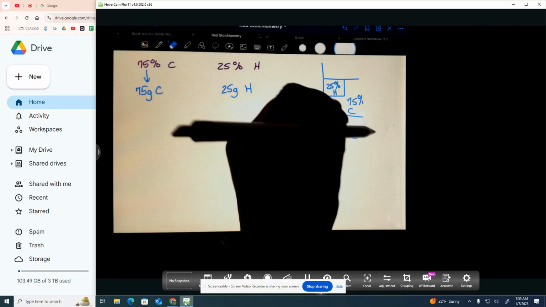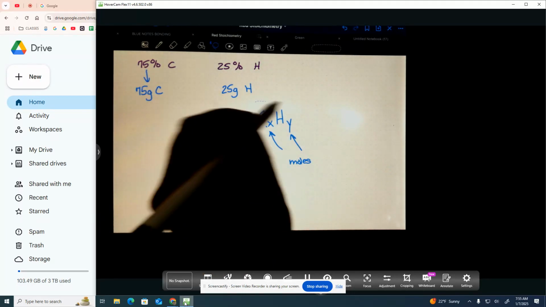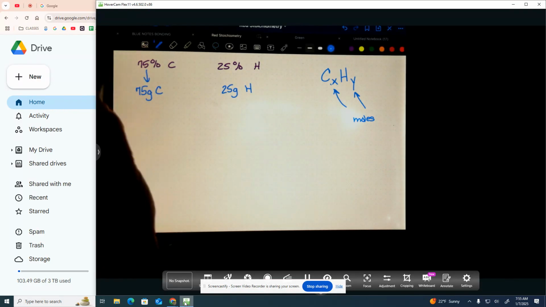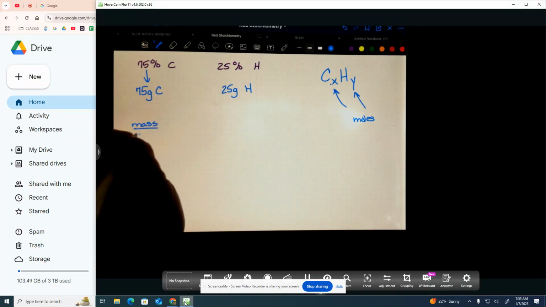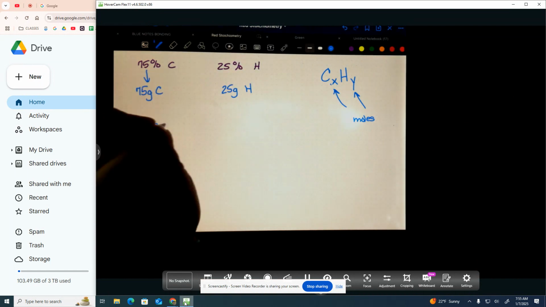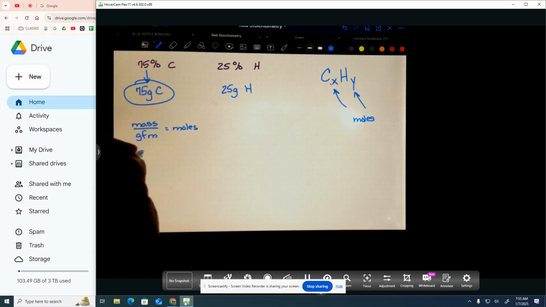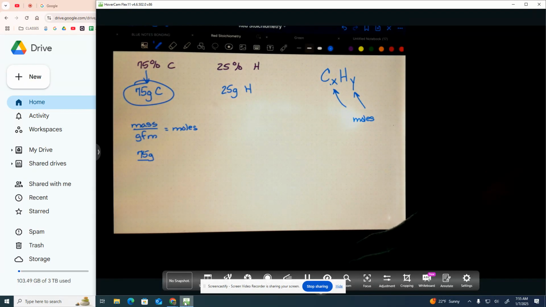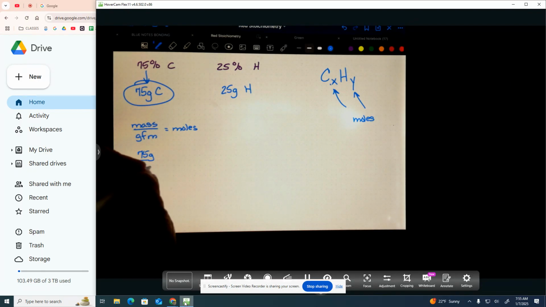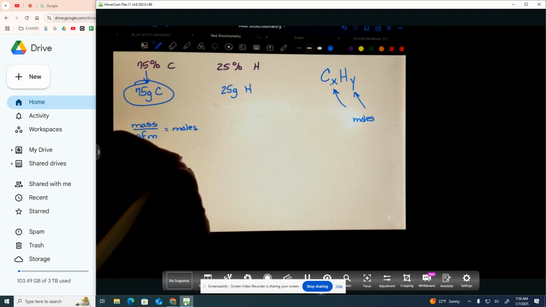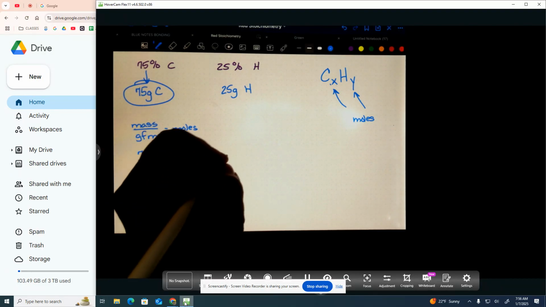I'm going to erase this. Okay. So let's take the given mass. I'm just going to write mass. Mass over the gram formula mass, and that's going to give us moles. Do we have a mass for carbon? Yeah. Okay. So 75 grams. And what's the gram formula mass of carbon? 12 grams per mole. And so that's going to give us how many moles of carbon?